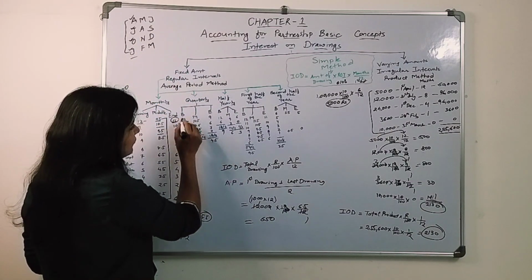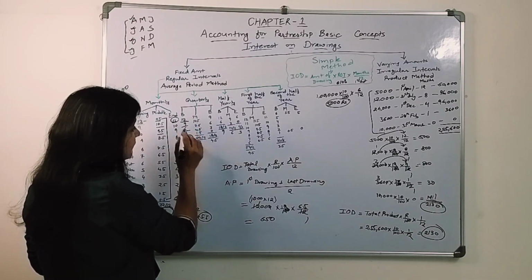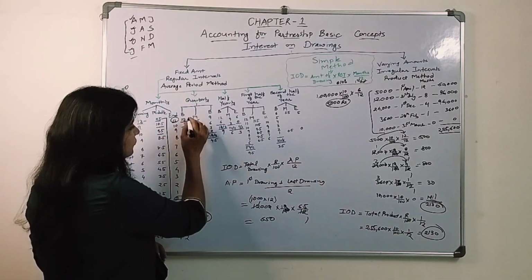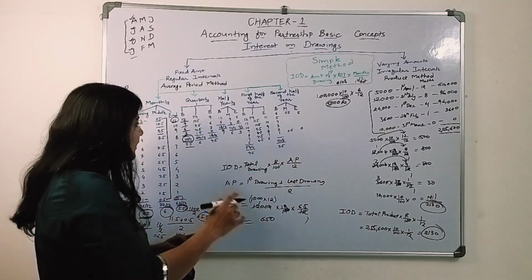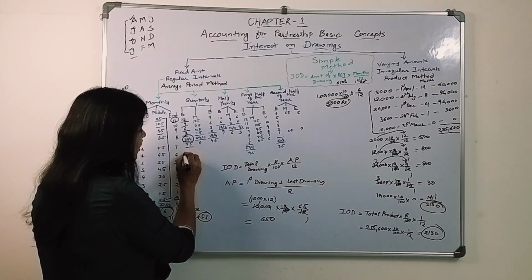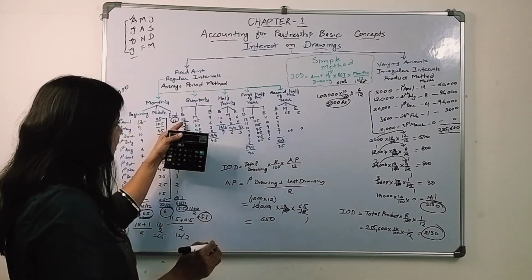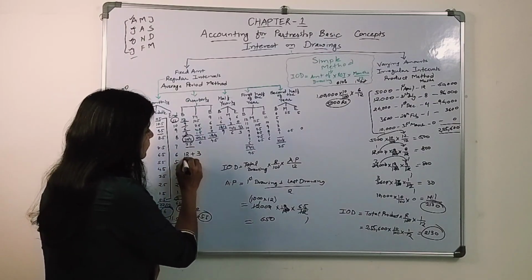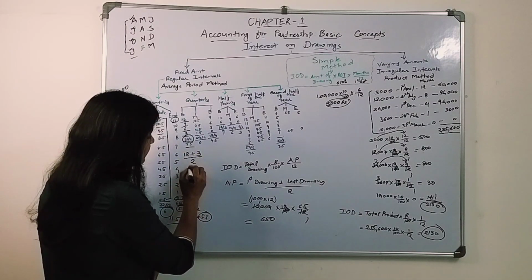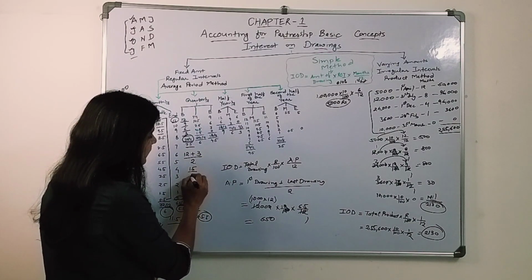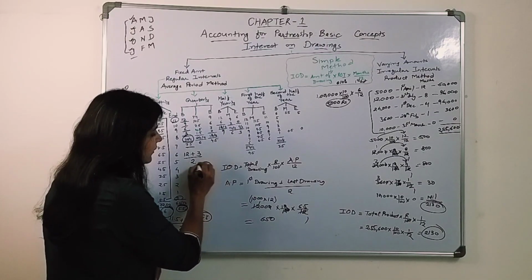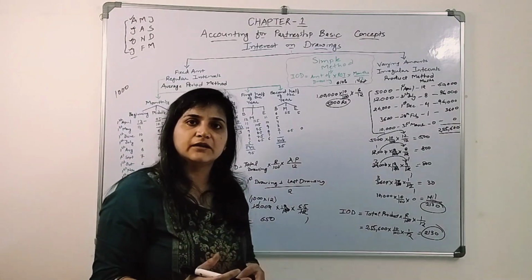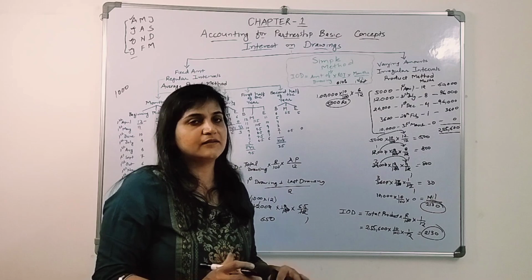30. We took out the average of these 4, it is 7.5. Instead of this, what you need to do? How you will calculate the average period? When is the first drawing? How many months are there after the first drawing? 12. And how many months are there after the last drawing? 3. Divided by 2, 12 plus 3 is how much? 15. 15 divided by 2 is 7.5. We got the average period. Okay, it's as easy as that.